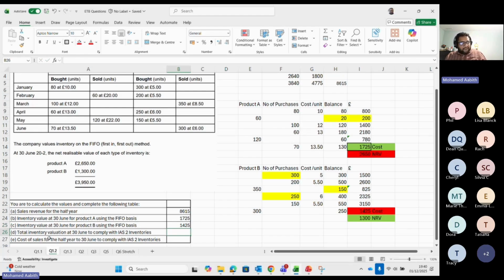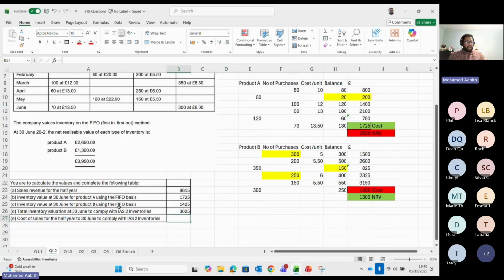So here, what is the next question they're asking you? The total inventory valuation at 30th of June comply with IAS. So what is that inventory valuation? Is going to be this plus that number. So it's going to be equal to that plus that number, which give you 3,025 pounds. This is my total value of my inventory.